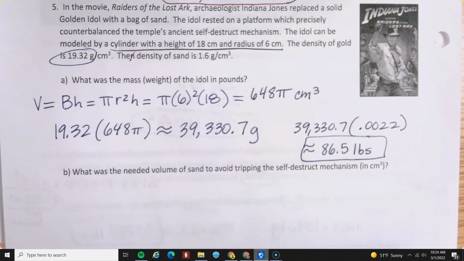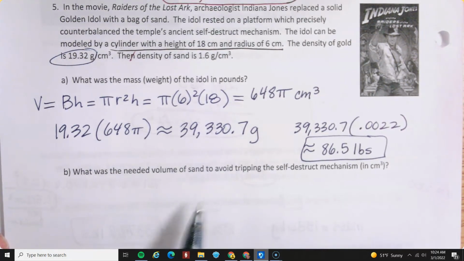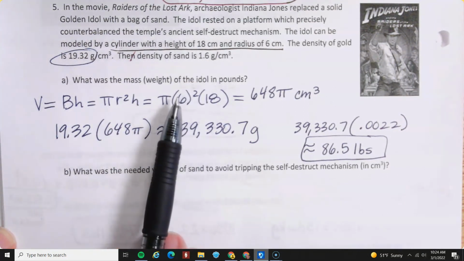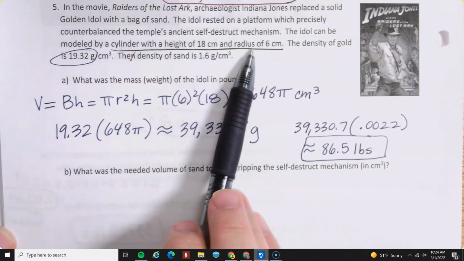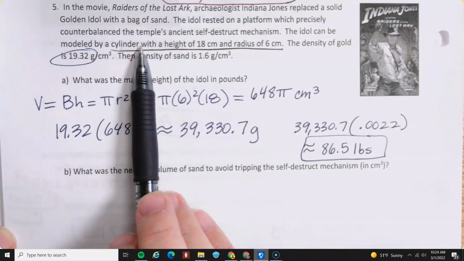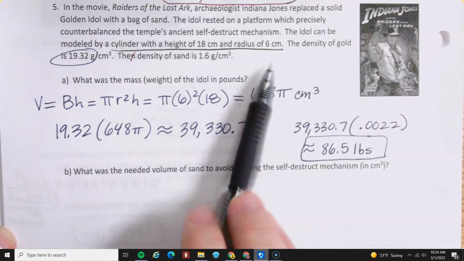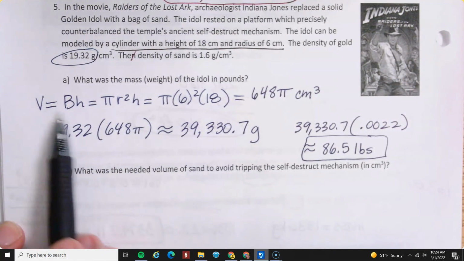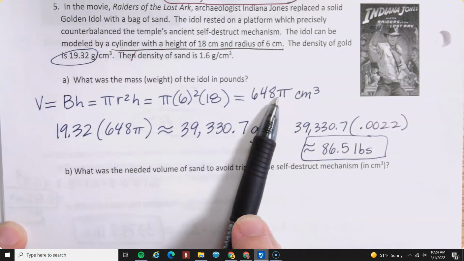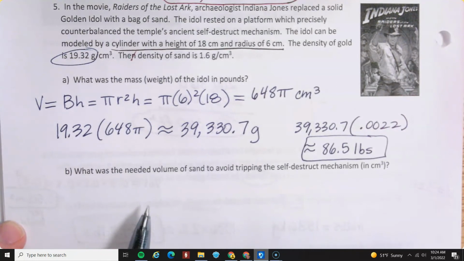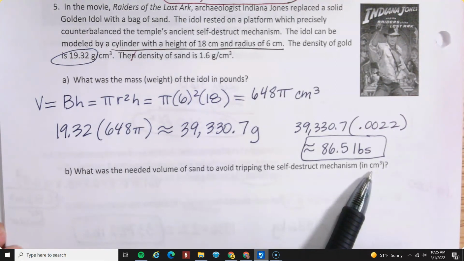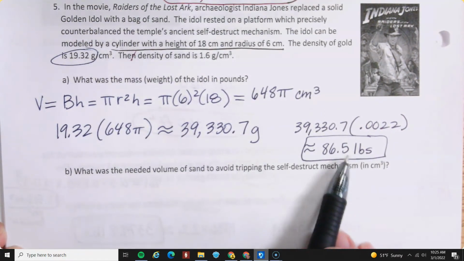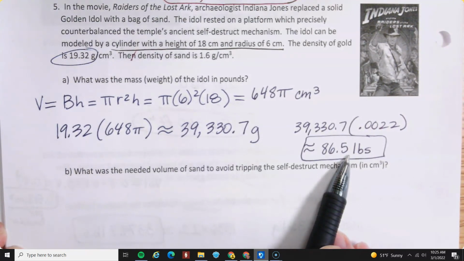So let's look at the sand he brought and what the weight of that sand would be. Okay, the density of sand. Let's suppose that we bring the exact same volume of sand, like the sand is in the same basic shape and size as the cylinder. Okay, actually, I'm sorry, we don't need to do that. We need to look at it a different way. We need to know what is the needed volume of sand to avoid tripping. So in other words, how much sand would be 86.5 pounds.